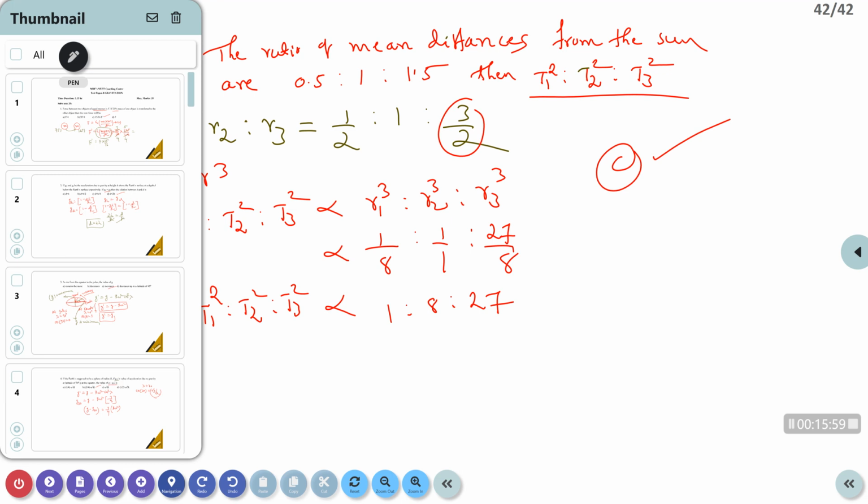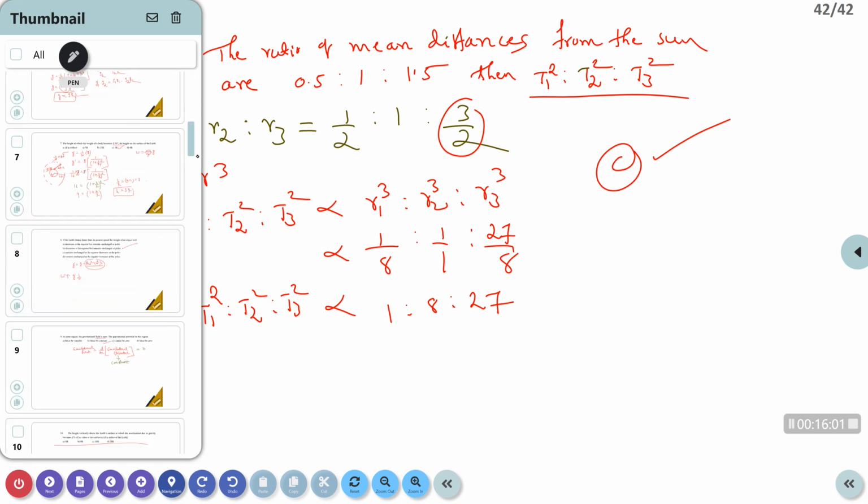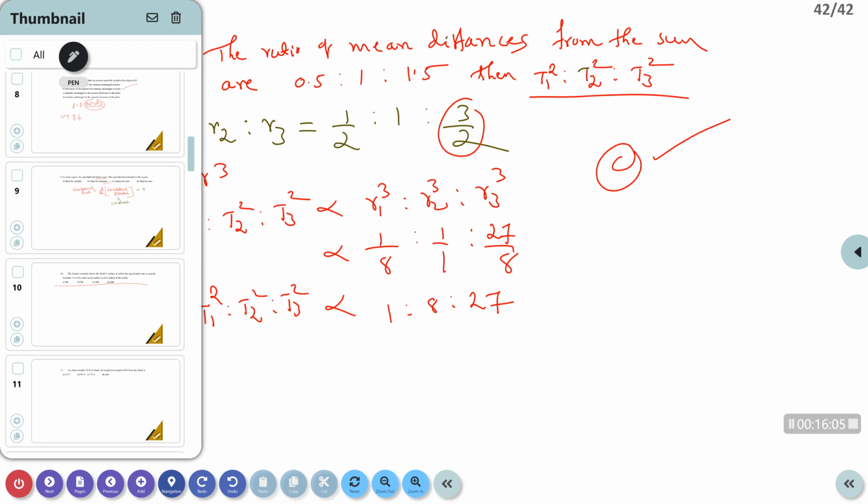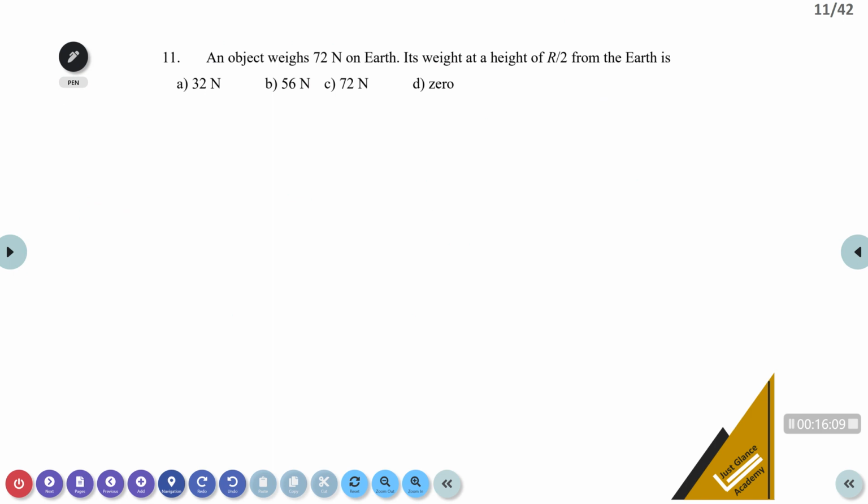Next. Eleventh question. An object weighs 72 Newton on the earth. What is its weight at a height of R by 2? Here, as I told you, weight depends upon g.